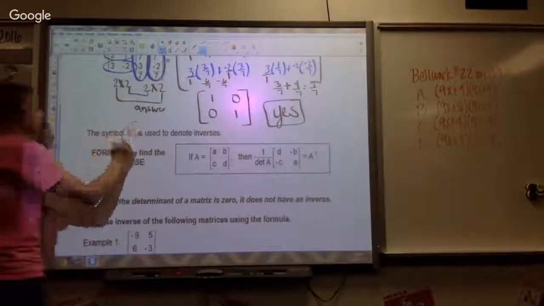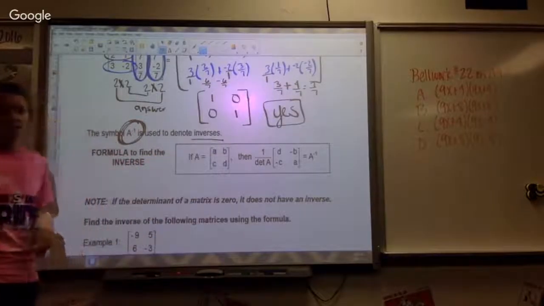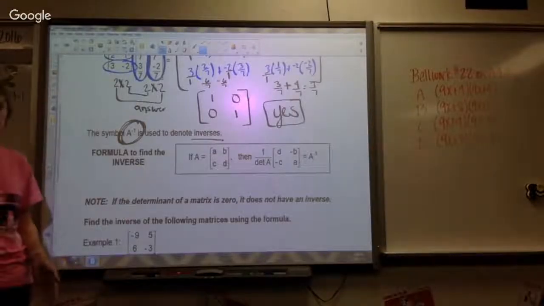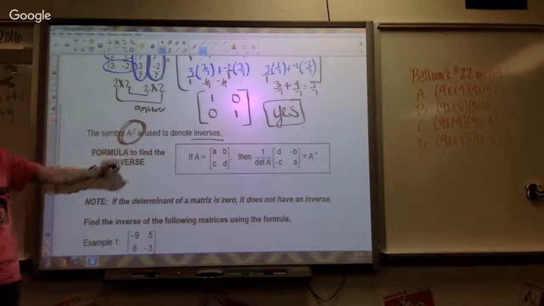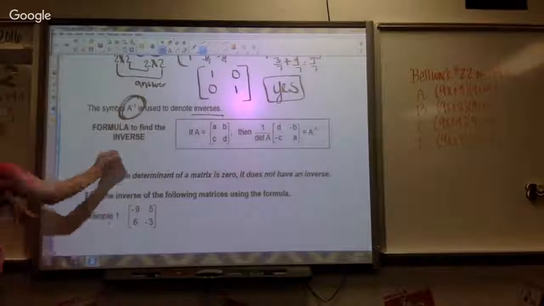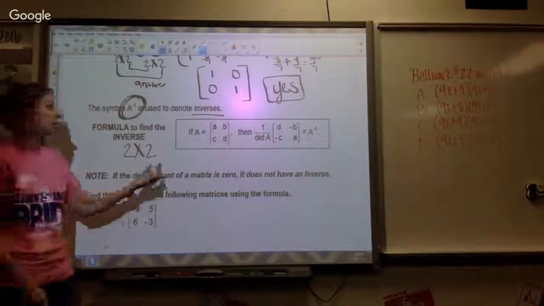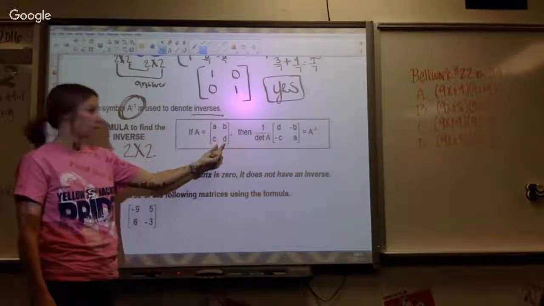Okay, A to the negative 1 power. That is the symbol used for inverses. Okay, remember the symbol for determinant are the vertical bars. Okay, the symbol for inverses are your matrix to that negative 1 power. The formula to find the inverse of a 2 by 2 matrix, you're given a matrix that looks like this, A, B, C, D. We talked about that yesterday.